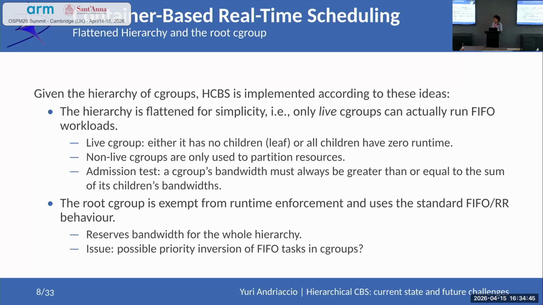This flattening allows us to pre-compute statically all the times that each deadline server can use, and we don't have to cross the hierarchy to compute how much bandwidth you have to give from the top level to the bottom. The root C group is exempt from runtime enforcement and is only used for partitioning the bandwidth. Tasks in the root C group will use the standard FIFO behavior.